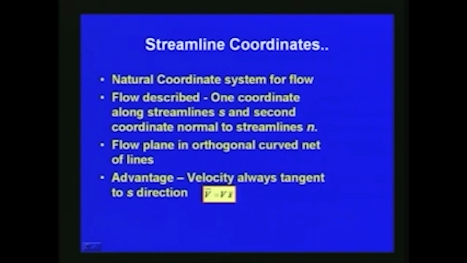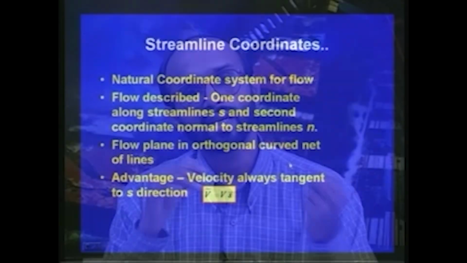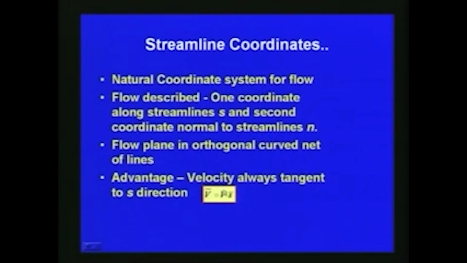So the flow plane is an orthogonal curved net of lines, instead of the Cartesian coordinate system which we generally use. Here the advantage is that velocity is always tangent to the S direction, the streamline direction, so that we can describe the velocity vector as v bar equals v times s bar, in the streamline coordinate system.